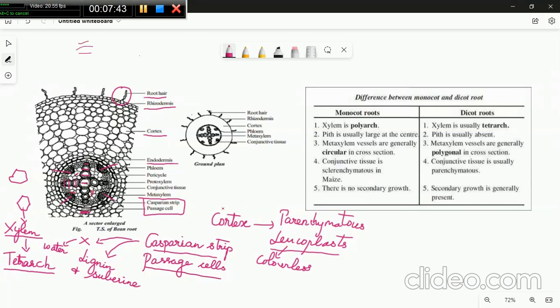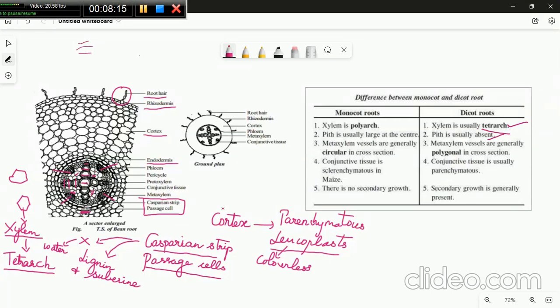Okay, see here, this forms the conjunctive tissue. Understood, students? So now we can just see the difference here. The xylem is tetrarch in dicot root, so they are going to be polygonal in nature, and at the same time they are tetrarch. And the pith is usually absent. Pith means the central part is usually absent. What is a pith? A pith is a central part.